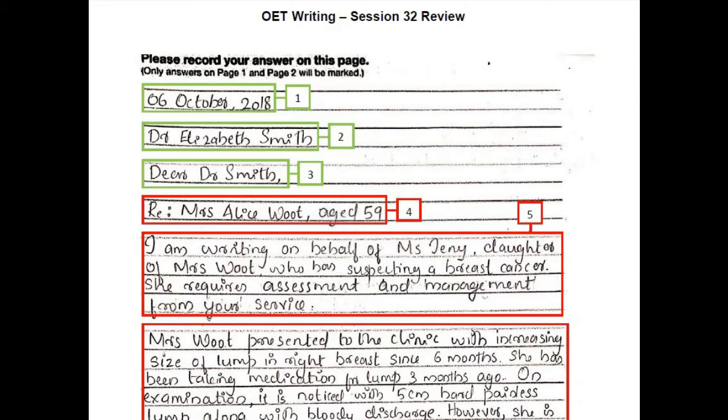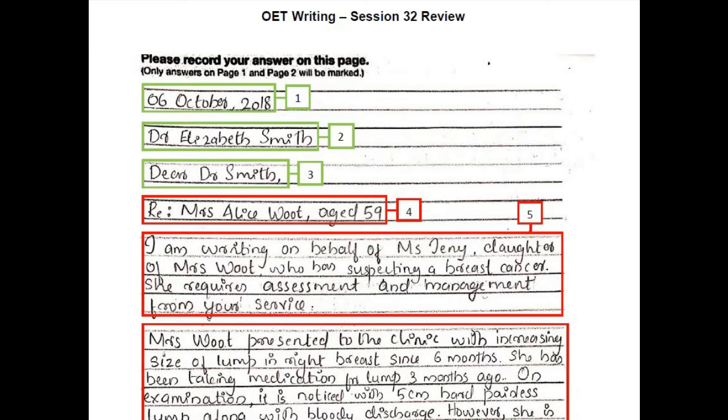Moving to the introduction paragraph: I am writing on behalf of Miss Jenny, daughter of Mrs. Wood, who has suspecting a breast cancer. She requires assessment and management from your service. This is not that impressive because the first sentence itself says, I am writing on behalf of Miss Jenny, which is not supposed to be. Here we are writing to request a breast lump assessment and management for Mrs. Wood, which is the important part and should be put at the first of the introduction.